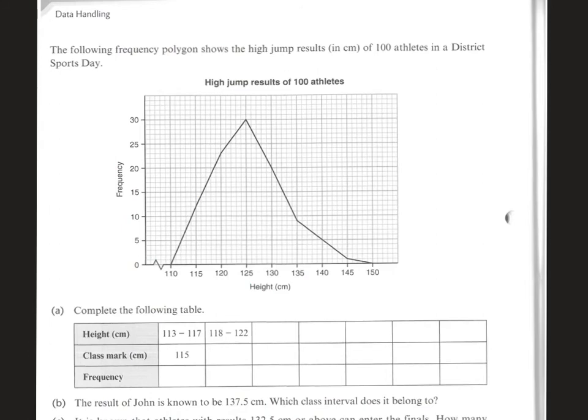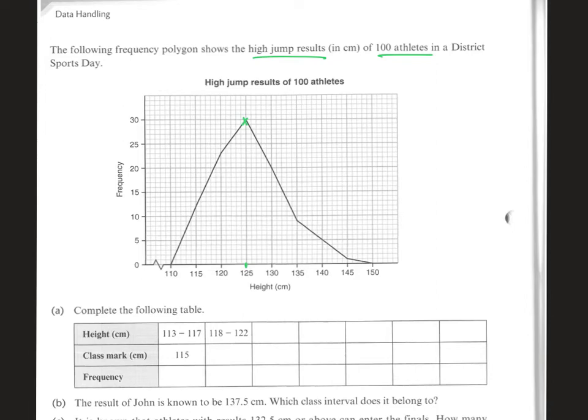Lastly, we'll be reading a question in which a frequency polygon is given to you, and you have to read and find the information from it. So let's take a look. This is a question talking about the high jump results of 100 athletes in a sports day. Here it is. And we see that most of them, 30 of them, come from the group with a class mark 125.